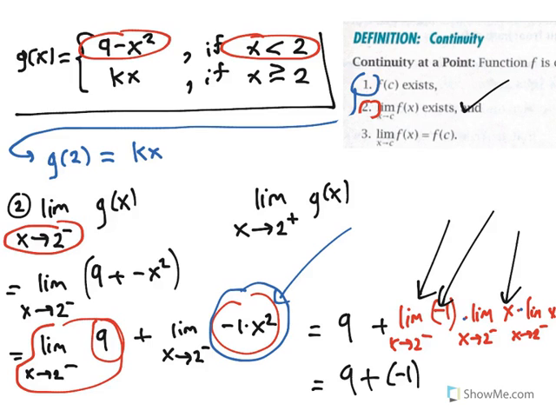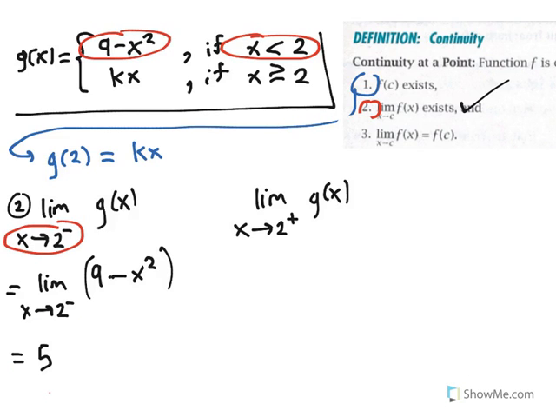This is the identity function. So if x is approaching 2 from the left, the limit of the identity function will be 2. And the property for that would be the limit of the identity function. And same thing here, 2. So we have 9 plus negative 4, which will be 5.